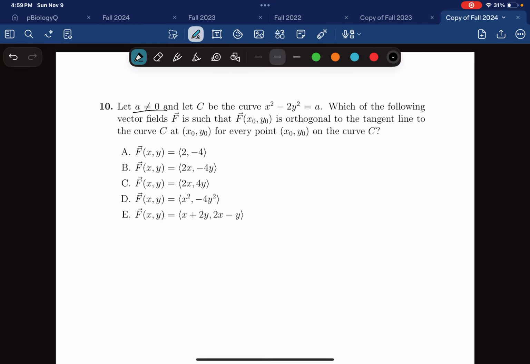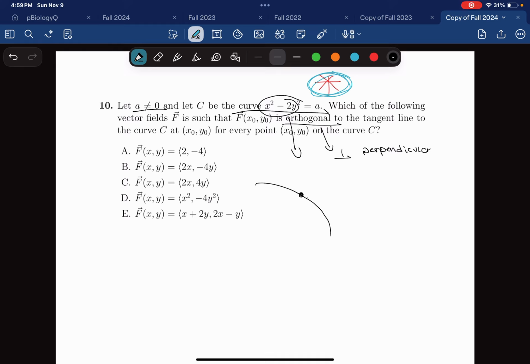Let a equals 0, let c be this curve. Okay. I would asterisk this question. It's a very good concept question. All you need to know is that you have this curve here, and if you want to find the vector field that's orthogonal, which just means perpendicular, around this curve. So imagine that you got this curve here, right? And you're at this point, and the tangent line's like right there. So your orthogonal point is right there.